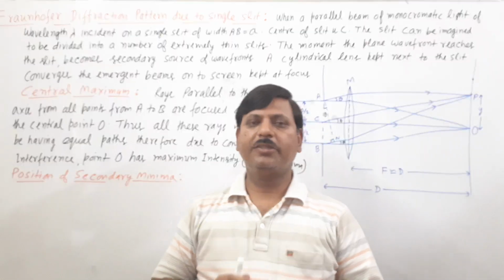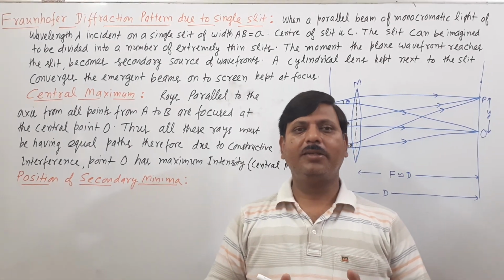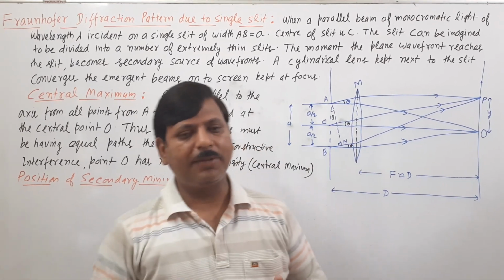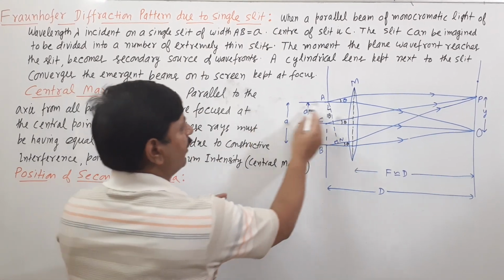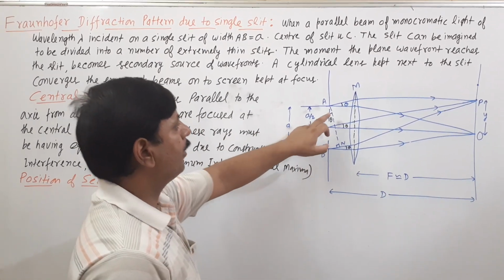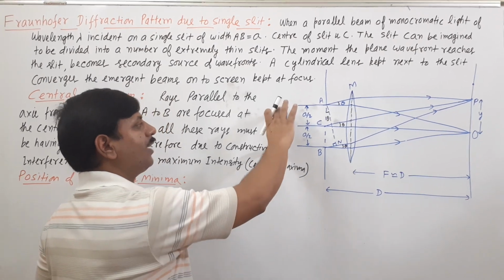Today we are going to discuss the Fraunhofer diffraction pattern due to a single slit. In this, we have taken parallel wavefronts, and these parallel wavefronts fall upon a slit. This AB is the slit, whose width I have taken as a.